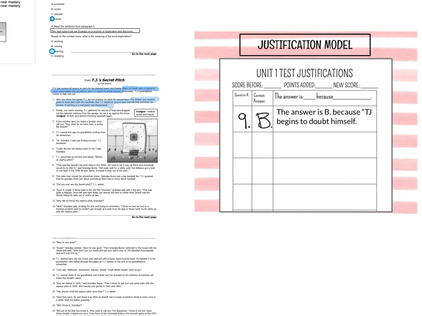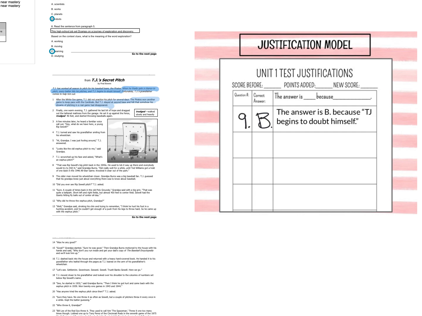Period, end quote. So notice I have number 9's correct answer, B. The answer is B because TJ begins to doubt himself. Now this is my evidence. My evidence proves the best answer, B.